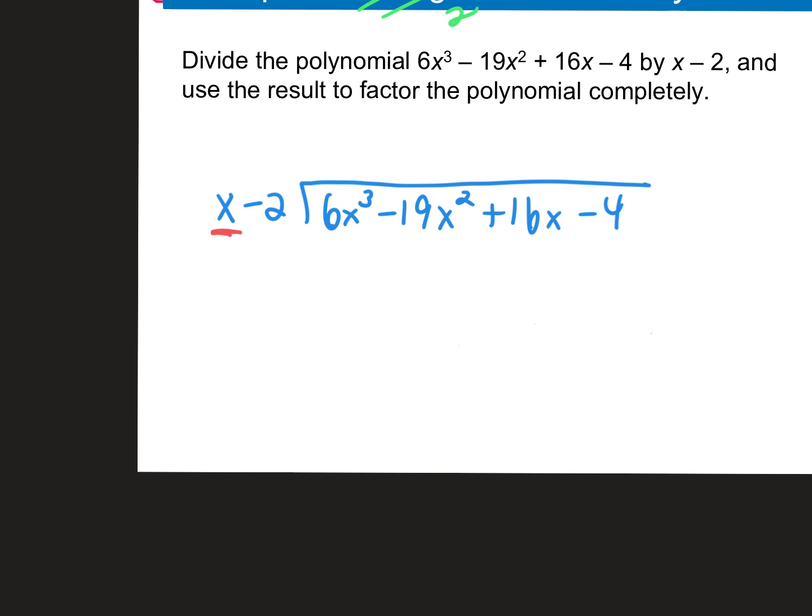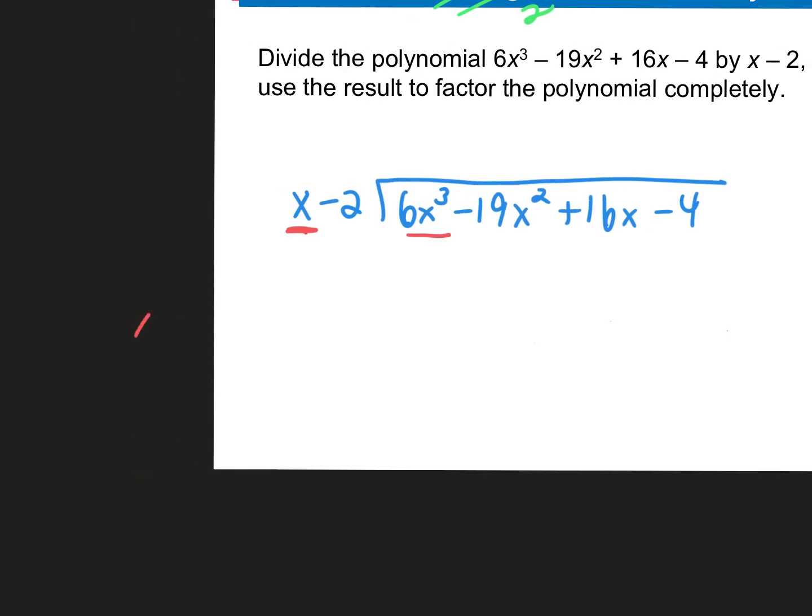You say first term into first term. So I always do a little side work over here. I say x times what gives me 6x cubed. x times what would give me 6x cubed? 6x squared. So look where I'm going to write 6x squared. I'm writing it above my x squared. I like to keep everything organized. This will help you, I promise.